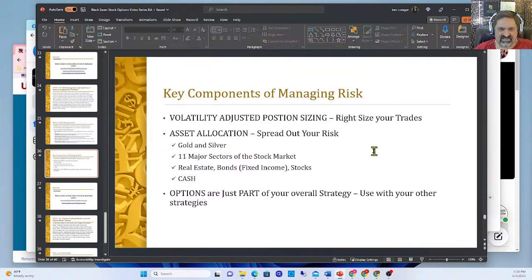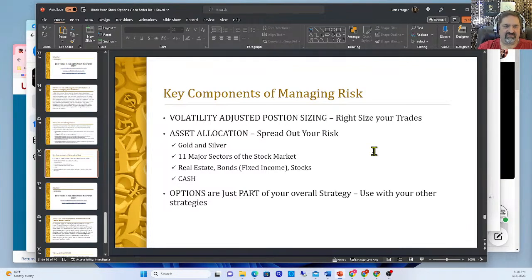So just a couple of main points, and this will be one of the shorter videos. Main points: volatility adjusted position sizing. Remember, options are leverage. You're actually controlling, with one options contract, 100 shares. This is probably the biggest part of managing your risk with options.